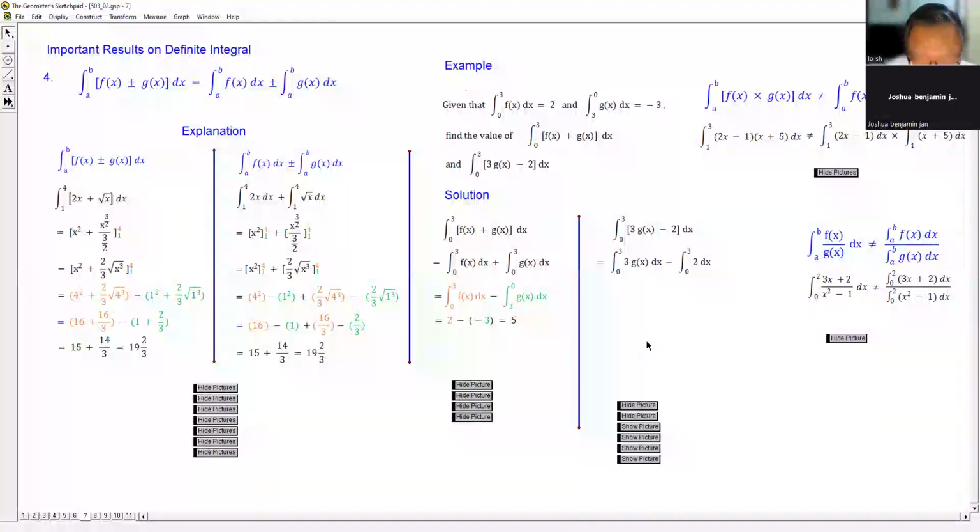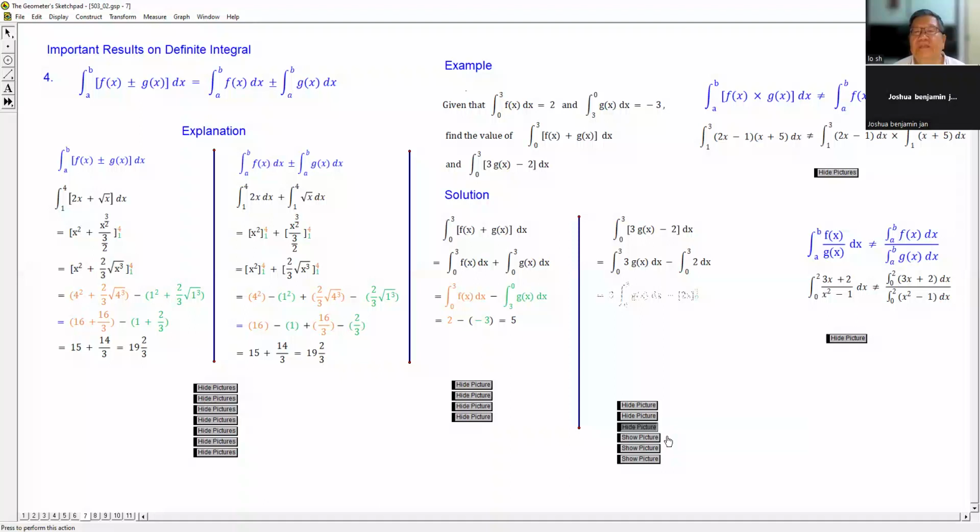Okay, are you back? Okay, so although you separate them like this, you have to take note that the limit is 0 to 3. This one also 0 to 3. You cannot separate them and at the same time change their upper and lower limit. So you separate them, the upper and lower limit is still the same. Another thing same is, if it's a negative sign, then you have to remain negative here.